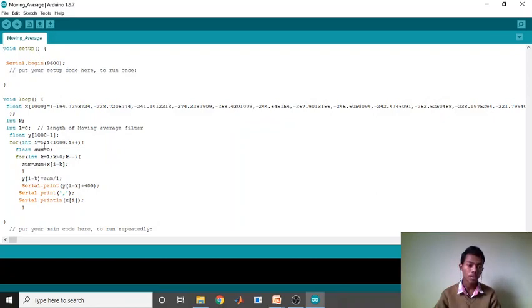That's why I'm starting with i equal to L and i less than 1000, i plus plus. I need to calculate sum, so I am initializing sum equal to 0. In this for loop I am calculating the sum of L points. Here L is 8. Here I am averaging it. Since I need to plot both input and output, I am adding one DC value to the output so that we can differentiate input and output signal.